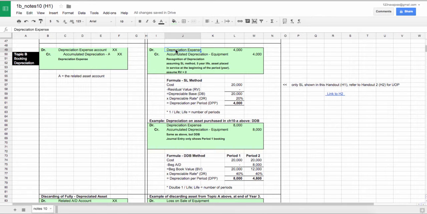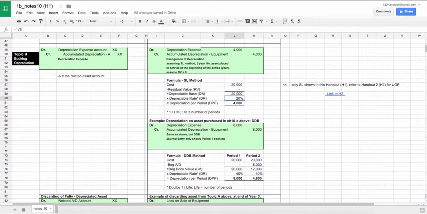Now the question is, how do we come up with that $4,000? You use a formula. In the case of a straight line method, you're simply going to do cost minus residual value, your expected selling value, basically, of the asset at the end of its useful life. So the remainder between those two items, cost minus RV, would be the depreciable base, so depreciable cost. That's the maximum depreciation you'll take on this asset. So in this case, it will be $20,000.